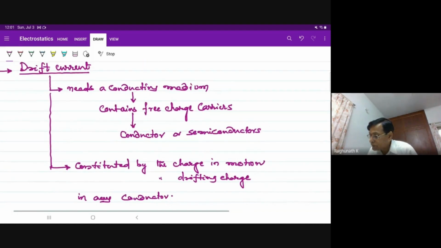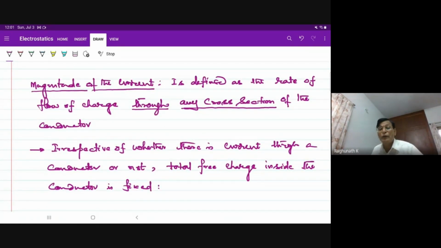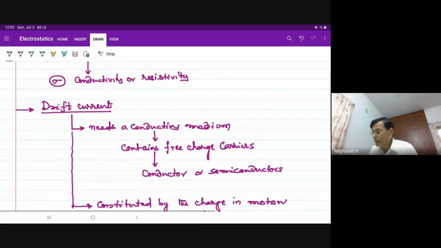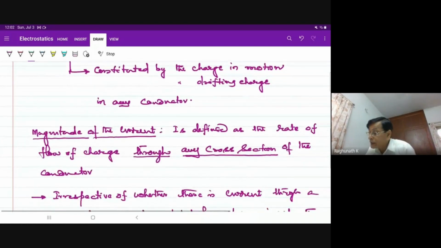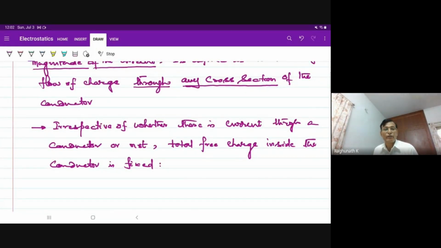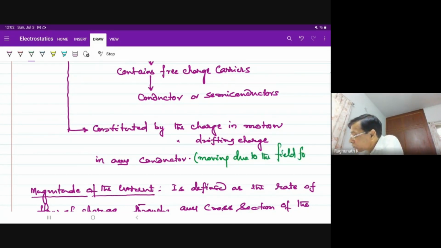I'm just giving the statements. Check whether you're comfortable or not, because these are all the things that you know. Maybe drift current as a term might not have come somewhere. They call it conduction current. Drift current is conduction current, another name for it. I want to call it drift only because they drift because of the field, in the presence of the field. Charge in motion in any conductor, moving due to the field force, field created by applying the potential difference between the ends of the conductor.